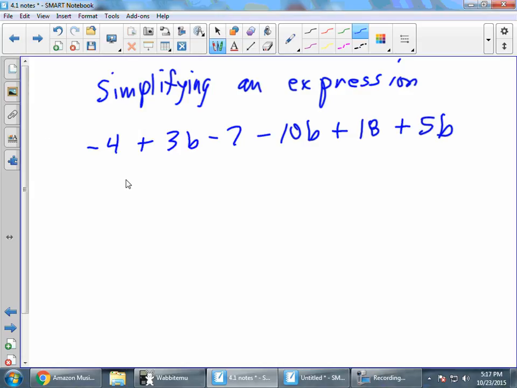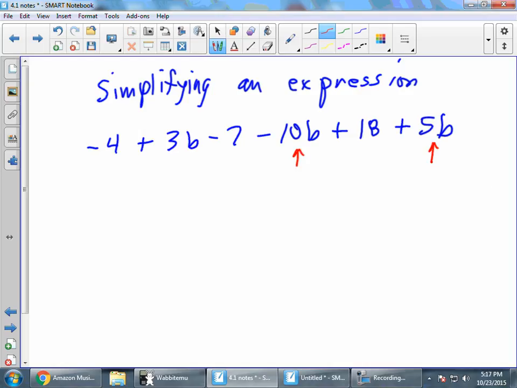Now notice we have integers like 4, in this case negative 4, negative 7, and positive 18. And we also have variable terms like 3b, negative 10b, and 5b. And those are called variables. And these are constants or just integers. And we don't want to mix them. In fact, we can't mix them. But we can combine any like terms.